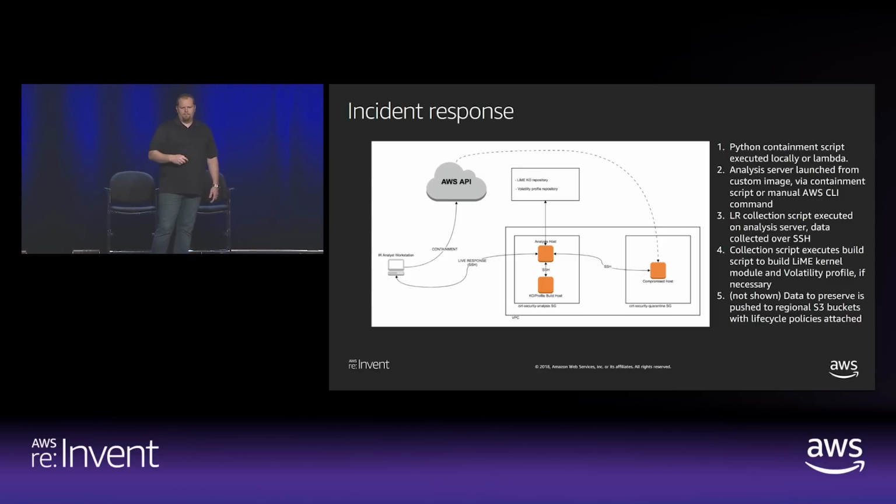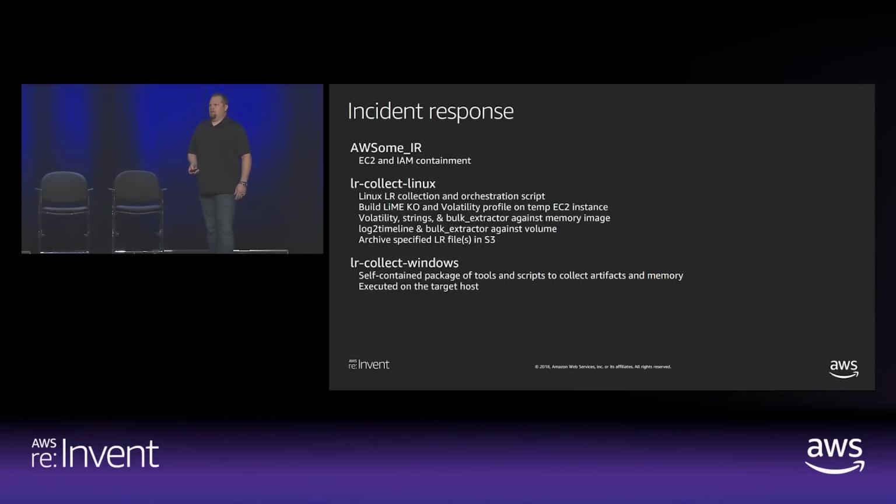So you can see the two security groups, the infected, and then everything is over SSH between the infected host and the analysis server. Now, the interesting thing with collection, because we like to collect memory and use tools like Volatility, is that memory can yield you things that maybe disk forensics can't.